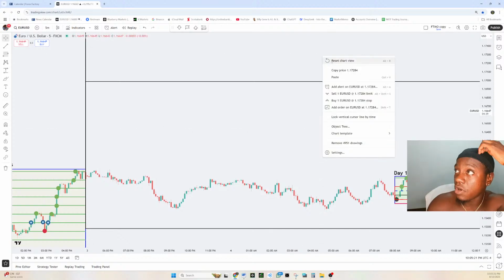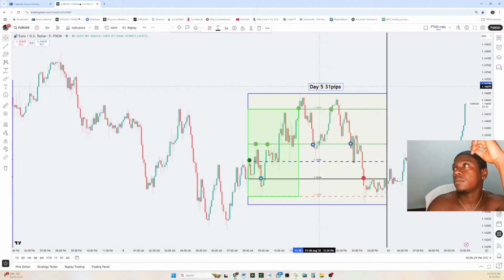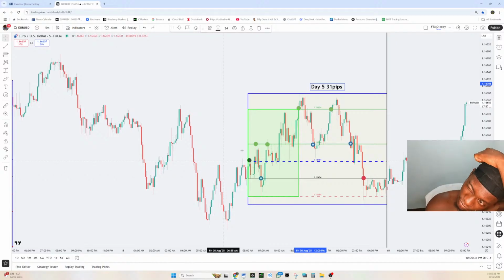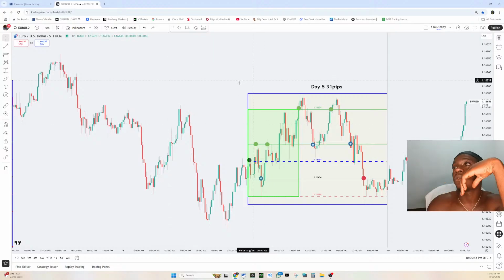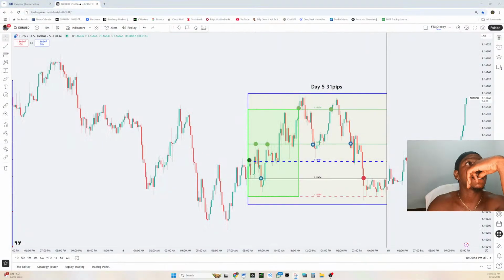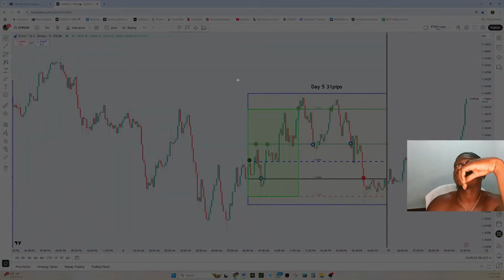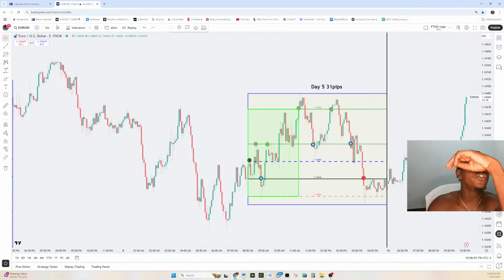I can go ahead and reset the chart too. Reset my chart. I don't even need it. I can do it backwards if I wanted to. No. Blue.